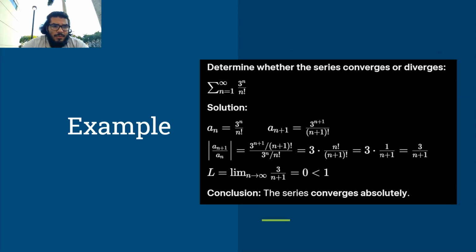In some situations, like when you're finding the radius or the interval of convergence, you would factor out the constant. But in this situation, we don't, so we just leave it as 3 over n plus 1. And when we take the limit of that, we get 0. And since 0 is less than 1, it means that this series converges absolutely.